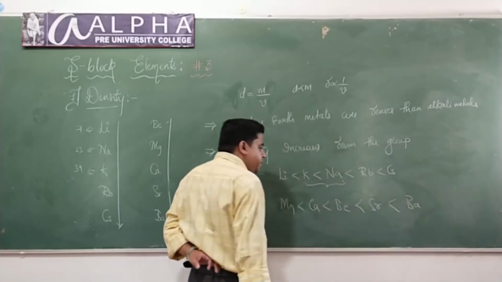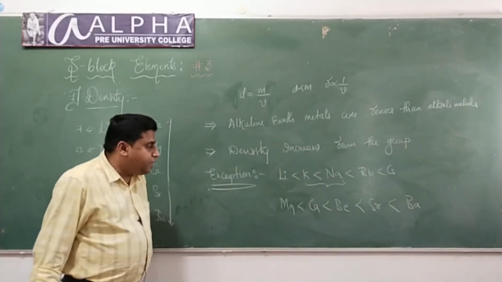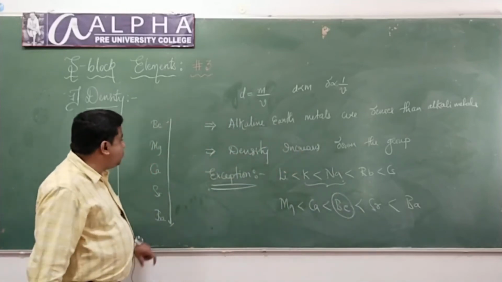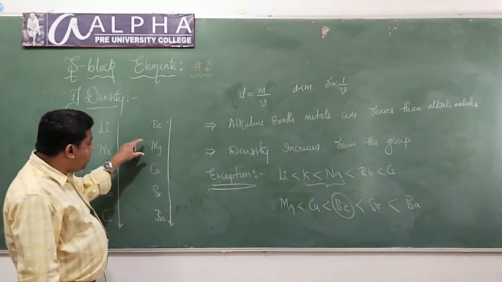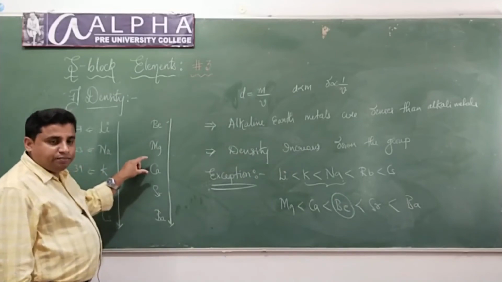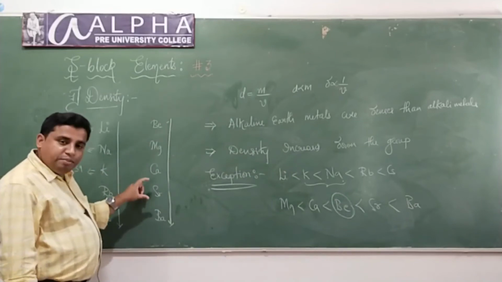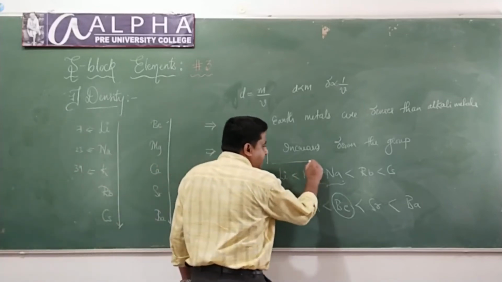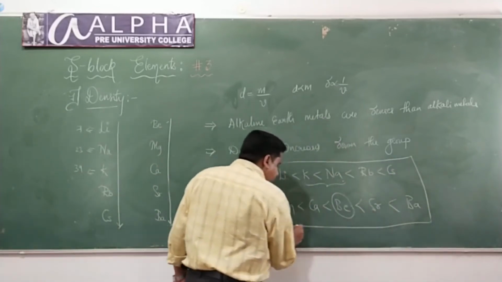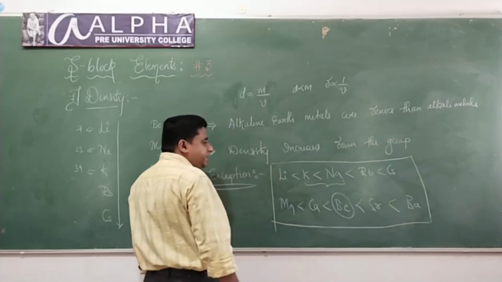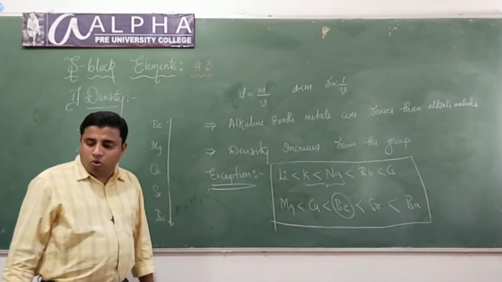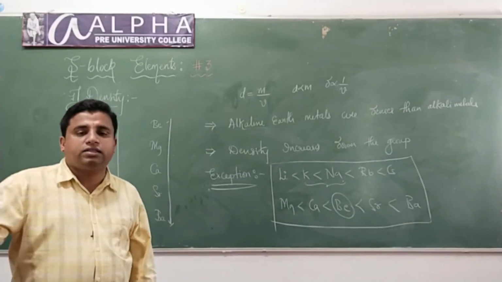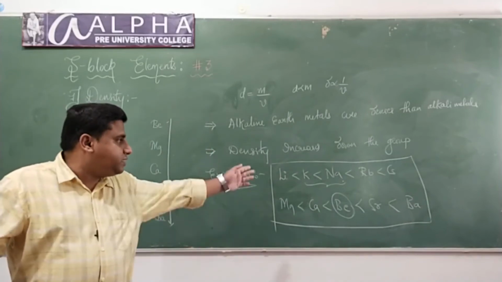Got it? Okay, look here. Beryllium comes in the middle. That means it has very high density when compared to magnesium and calcium, but less density than the remaining two elements. This is an exception. Please remember these two exceptions when you are talking about the density of alkali metals and alkaline earth metals. This is the exception.